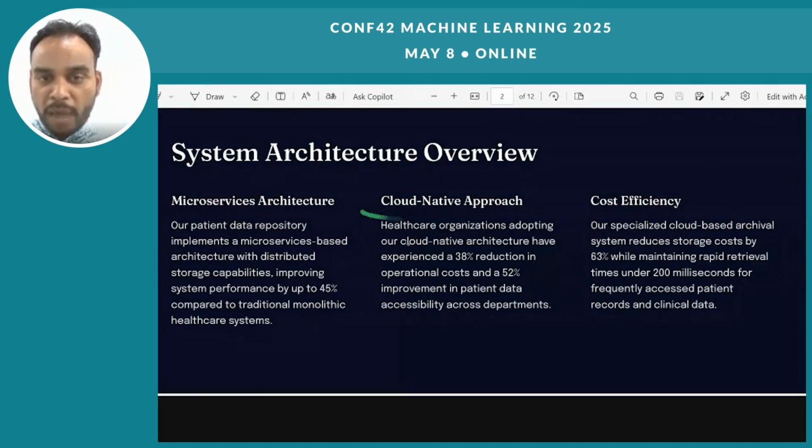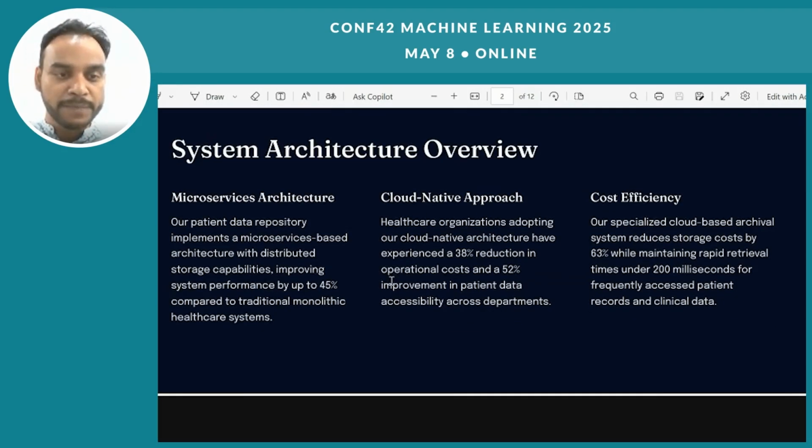When we talk about the cloud native approach and cost efficiency, healthcare organizations adopting cloud native architecture have experienced a 38% reduction in operational cost and a 52% improvement in patient data accessibility across departments. Specialized cloud-based archival systems reduce storage cost by 63% while maintaining rapid retrieval times under 200 milliseconds for frequently accessed patient data.